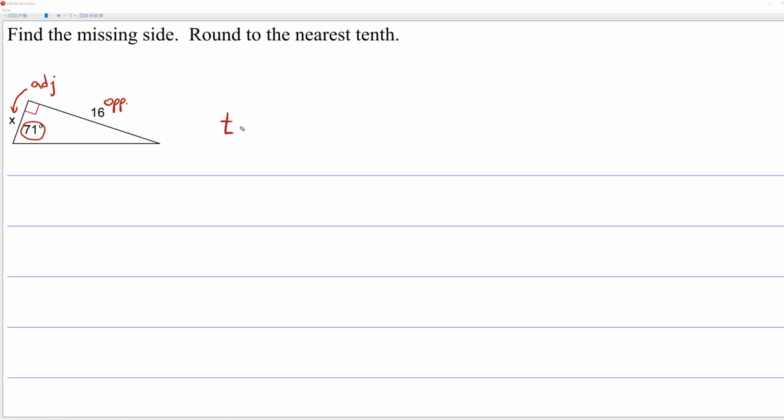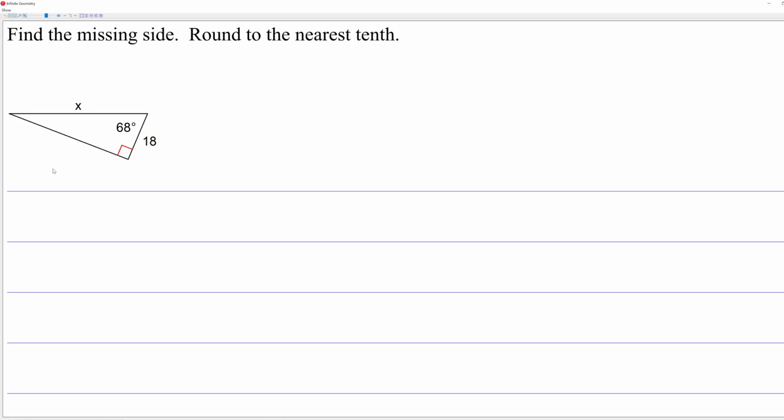So we'll write the equation. Tangent of 71 equals 16 over x. Solve this equation and you're done. And once again, if you don't know how to solve this equation, either by hand or in the calculator, see my calculator video on how to do that. So let's go to the next example.